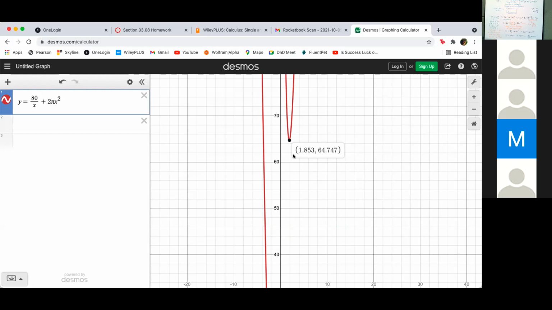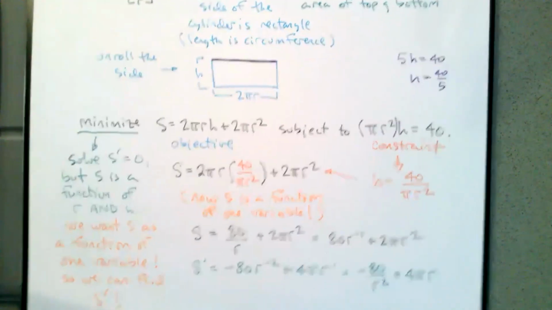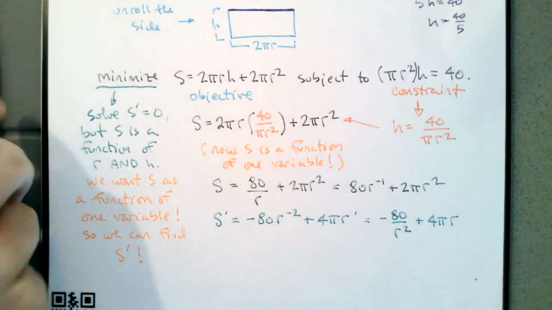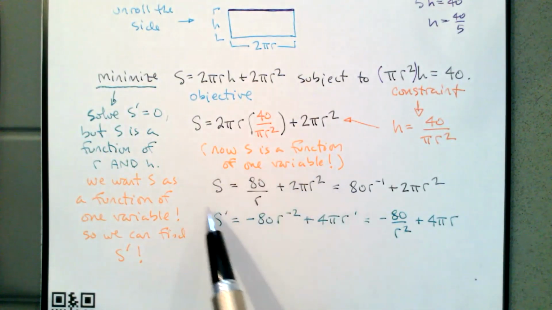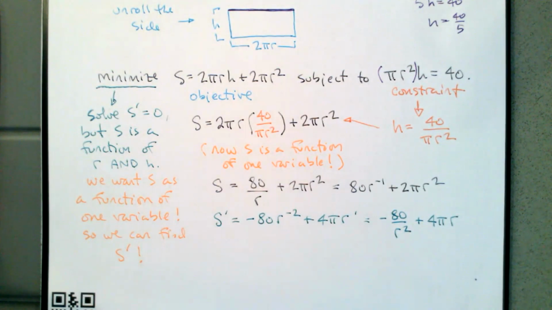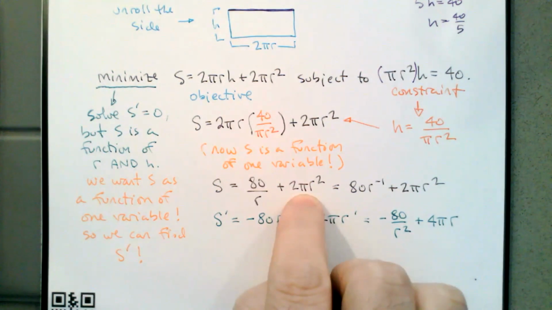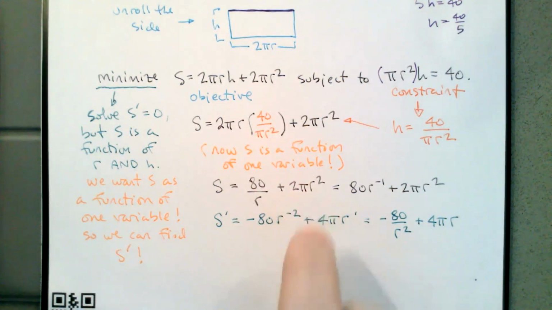Professor Lich, could I ask where you got y equals 80 over x? Where is that coming from? That was our objective function once we eliminated the h variable. Desmos doesn't like s and r, at least it used to not like s and r. And then the plus 2 pi x squared, where is that coming from? 2 pi x squared. Oh, okay.